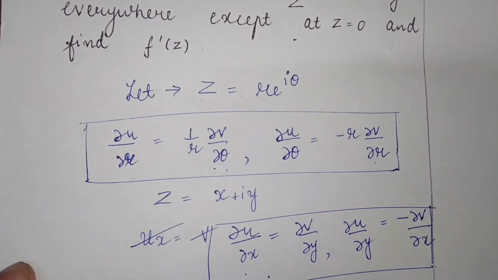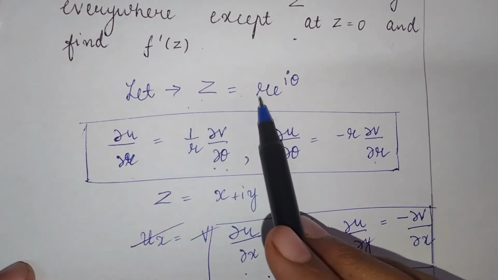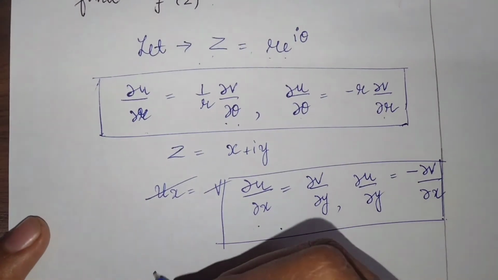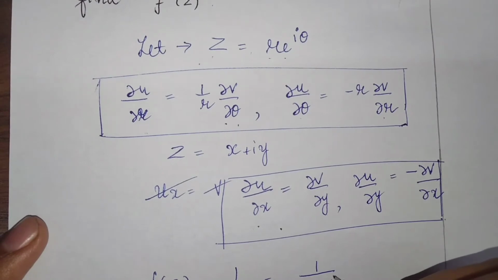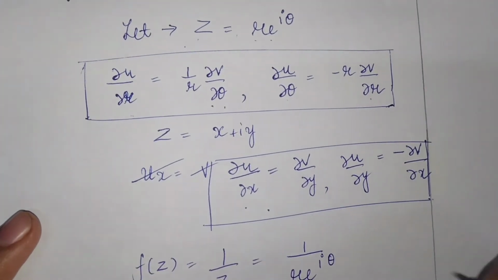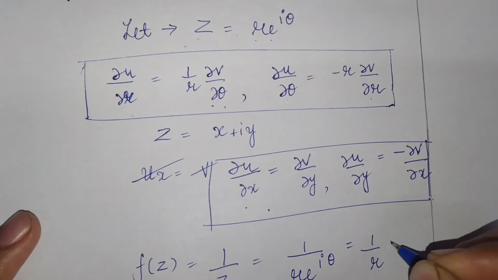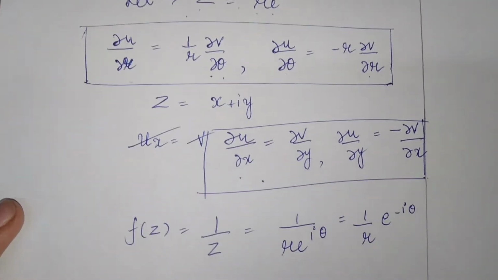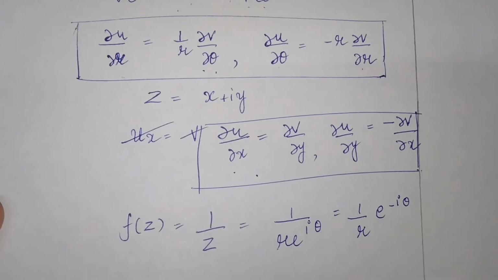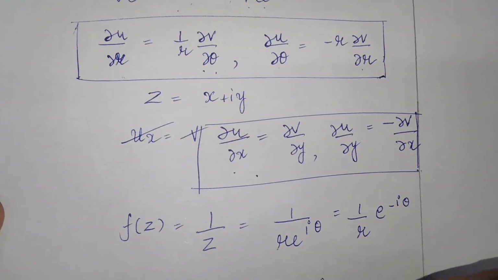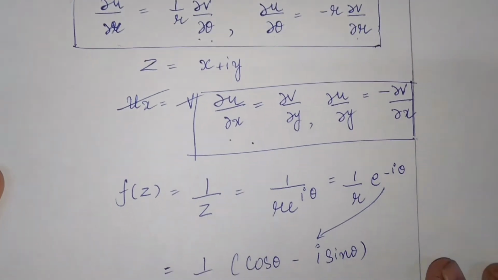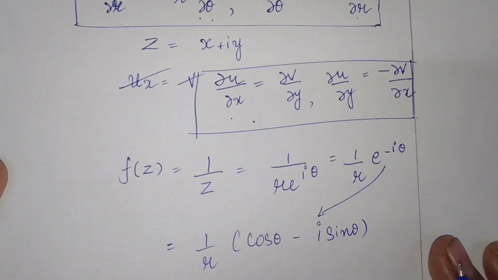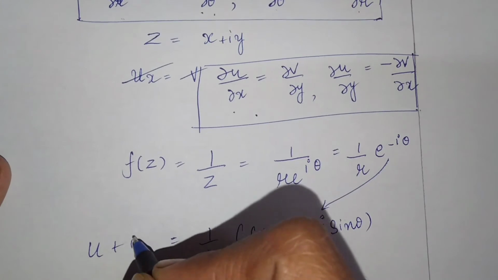Okay? So now, again we have taken z equal to r e raised to i theta. So f of z will be 1 by z, so 1 by r e raised to i theta. But I can rewrite this as 1 by r into e raised to minus i theta. And we all know the value of e raised to i theta is cos theta plus i sin theta, so e raised to minus i theta is cos theta minus i sin theta. So here in place of e raised to minus i theta, we can put this term.